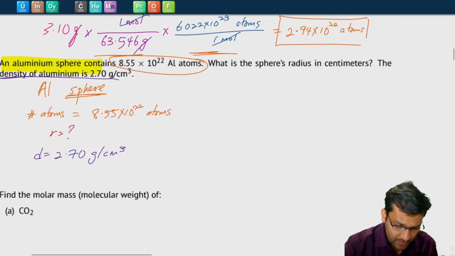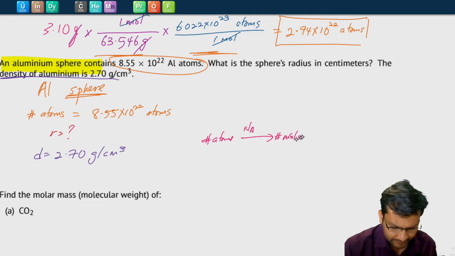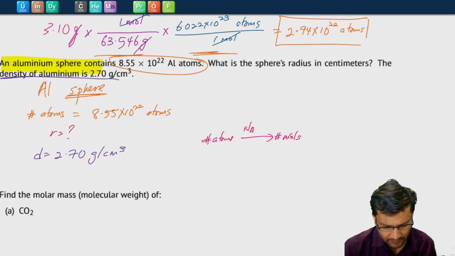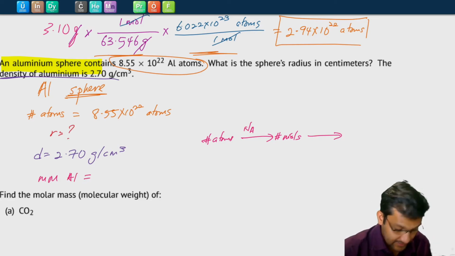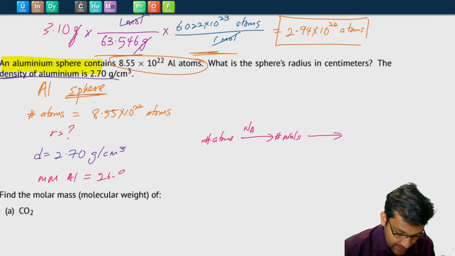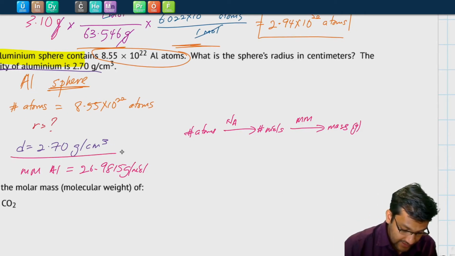All right, so we start with number of atoms. And we know that, well, if we use Avogadro's number, we can go to number of moles. Is that helpful? We don't know. But we know that if we use the molar mass of aluminum, which you look up on the periodic table, and you'll find that it is 26.9815 grams per mole. So if you use the molar mass, then we can get to mass in grams. Well, that's starting to get us somewhere, because we know that we have the density.